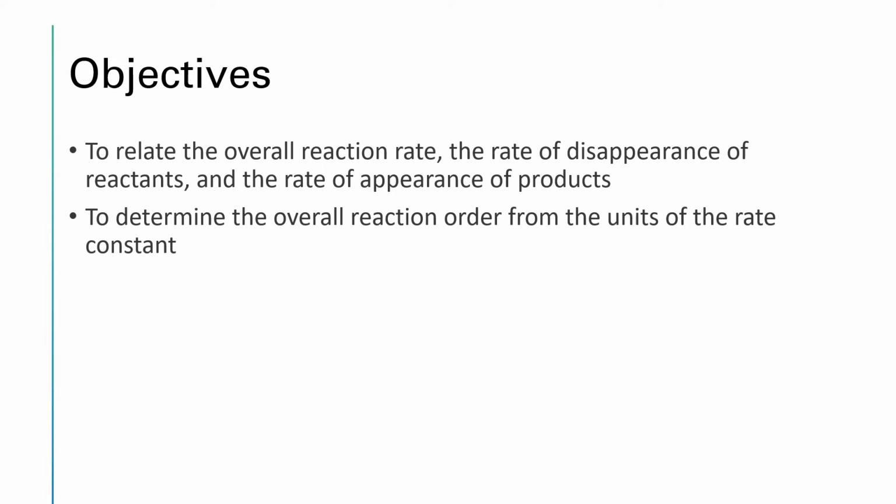Okay, then the first of these details is to examine a bit more closely how the overall reaction rate, the rate of disappearance of the reactants, and the rate of appearance of the products are all connected. And then also to take a much closer look at the connection between the overall reaction order and the units that are found on the rate constant.